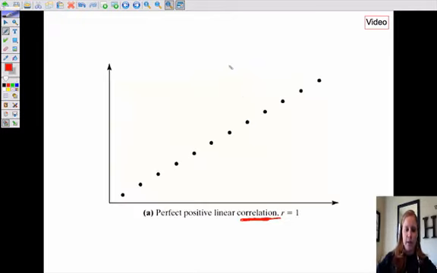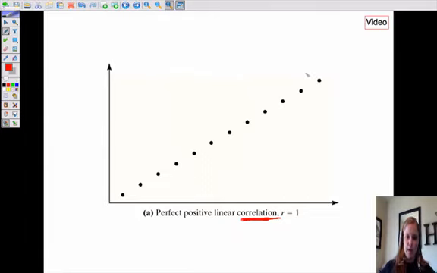Okay, so let's talk about some positive correlations. A perfect positive would look like this. You can see if we connected those dots, it would be a line. So it's perfectly positive and linear. We call that a correlation of 1, very, very strong. In the opposite way, a negative perfect correlation is -1. And then anything closer to 0 is no relation.